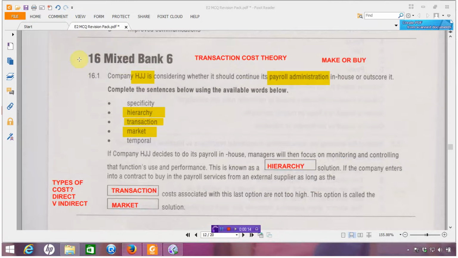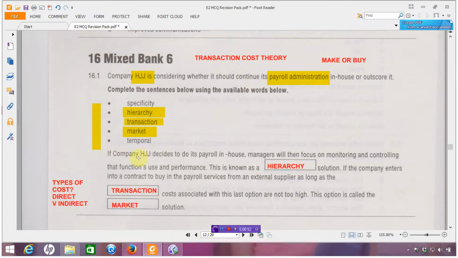Okay, so we have here question 16.1, which concerns a company, HJJ, and they're looking to either outsource or perform in-house their payroll function. So essentially it's the classic make or buy decision, but you will be familiar from your studies that transaction cost theory takes things a little bit further than this and talks about some new words, new phrases that we need to be familiar with. The way that this question pans out is that we're given a series of possible words, and we've got to simply fill in the blanks.